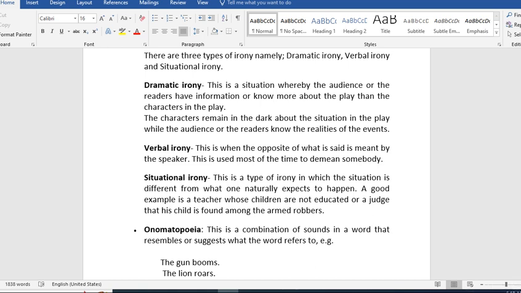Now, verbal irony. This is when the opposite of what is said is meant by the speaker. This is used most of the time to demean somebody. When you want to talk somebody down, you use verbal irony.